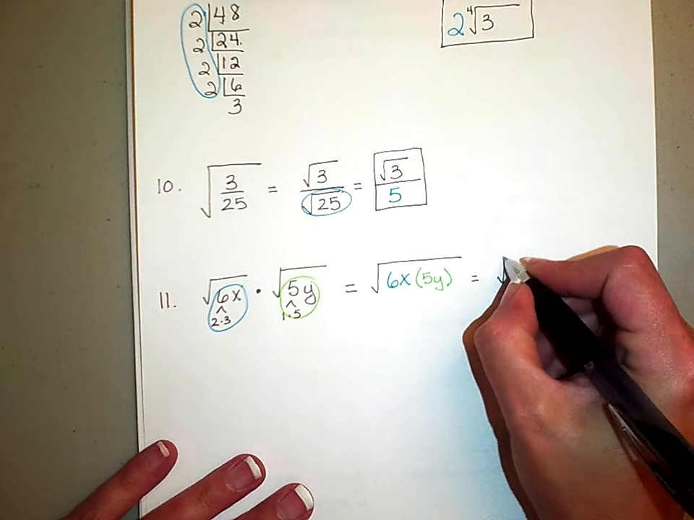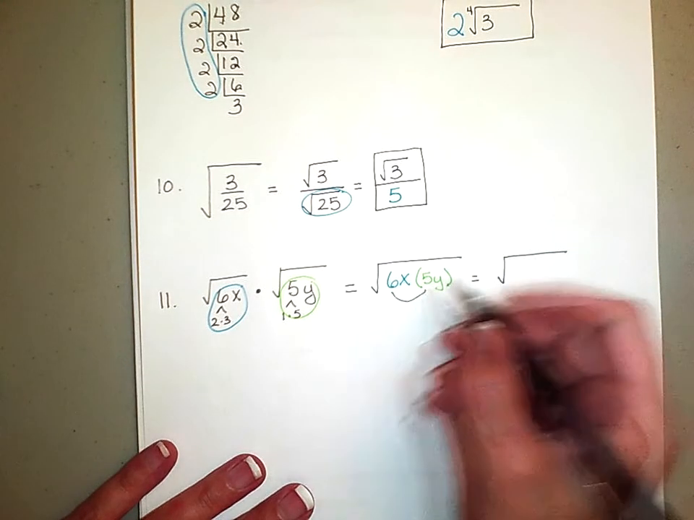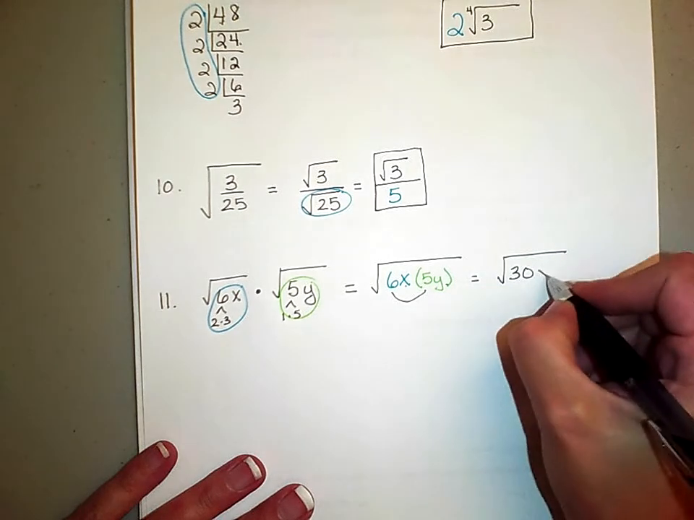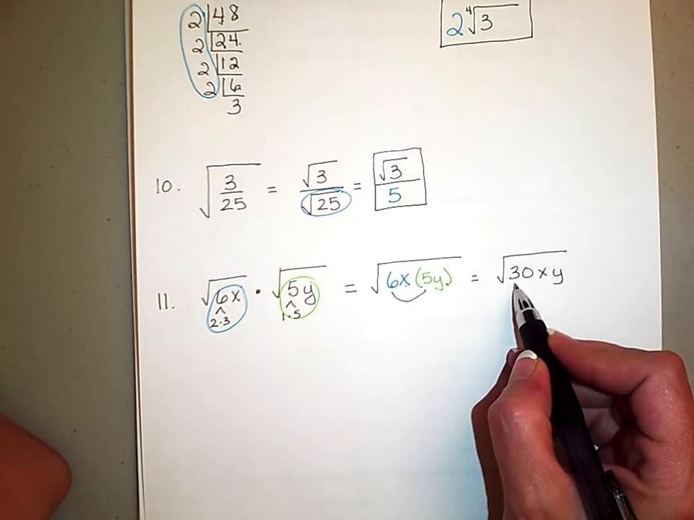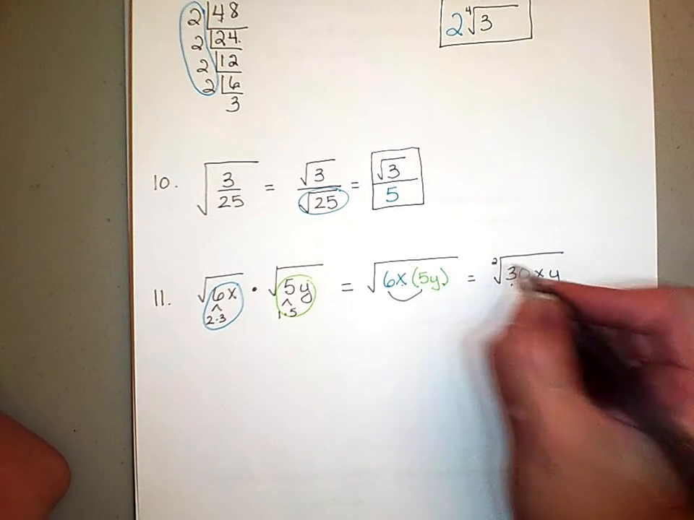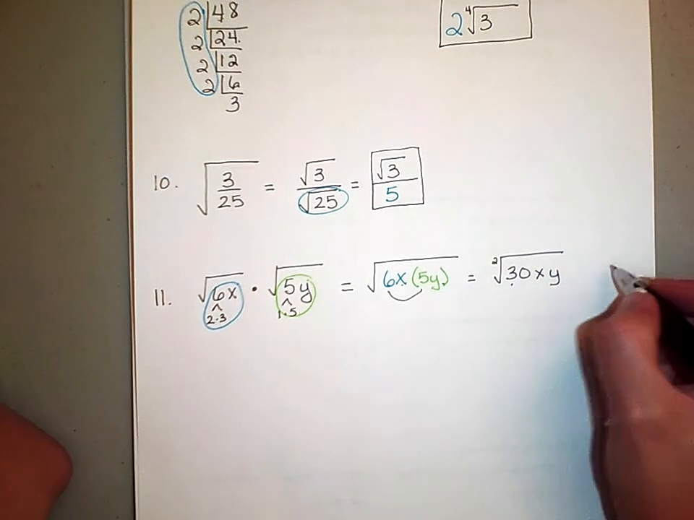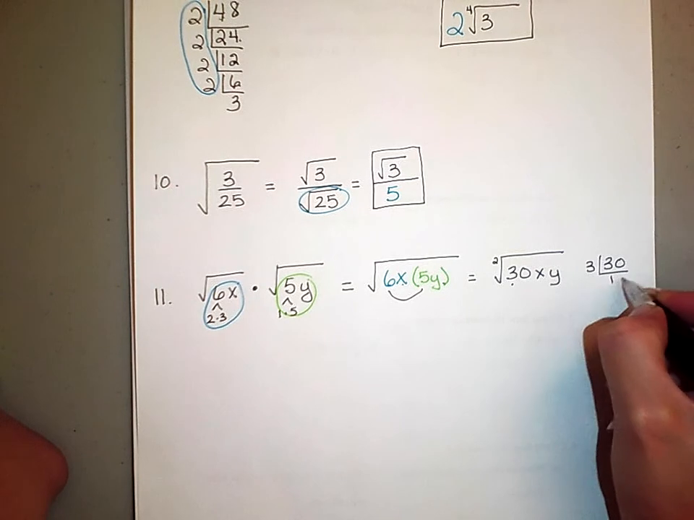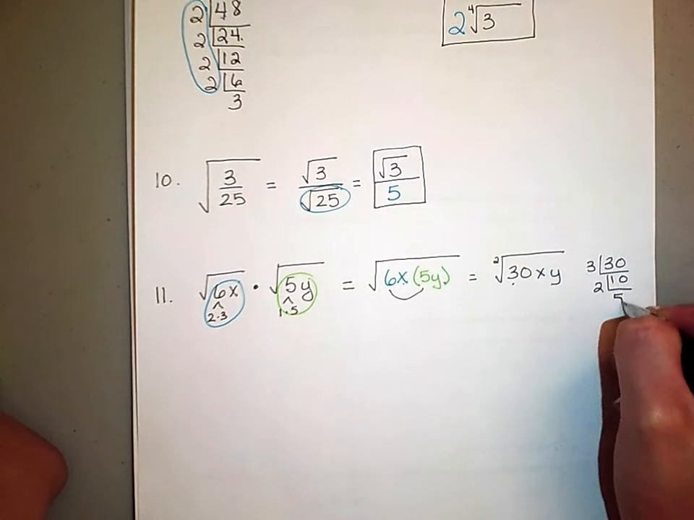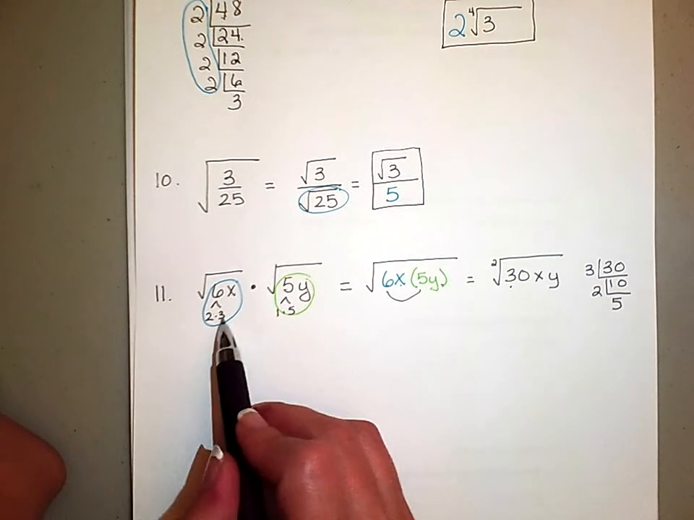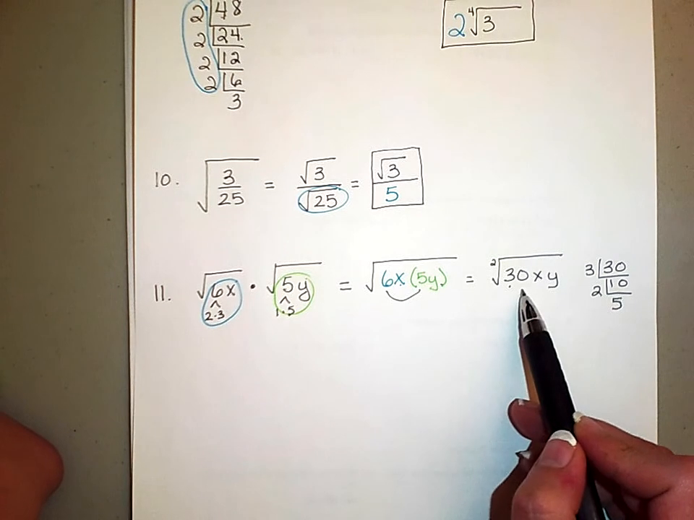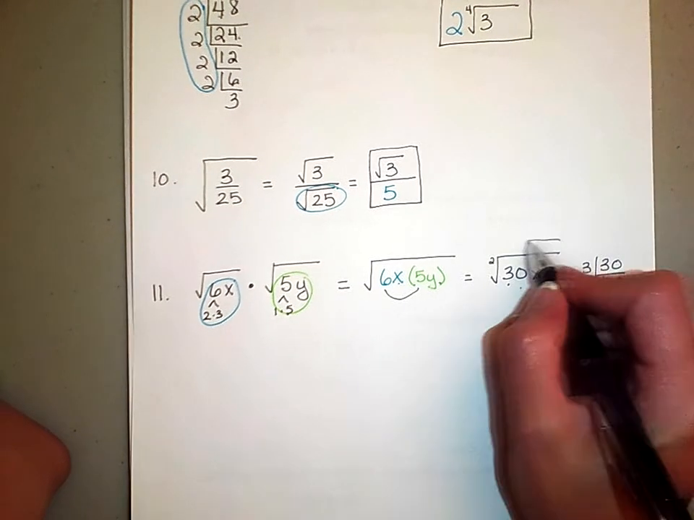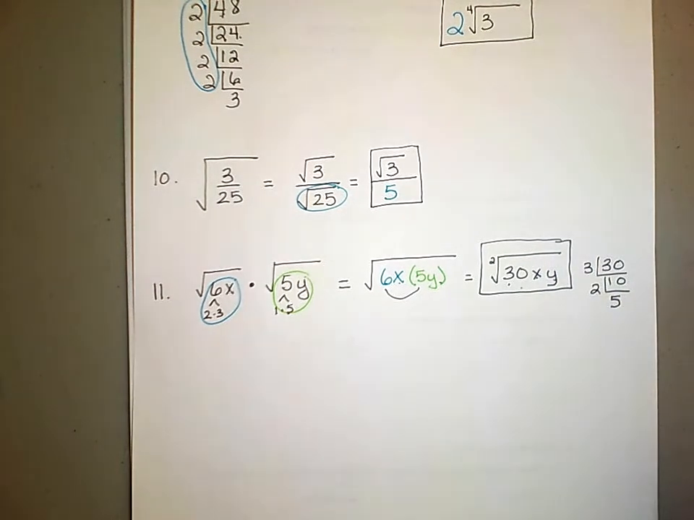Which is equal to 6 and 5 are 30, and x times y are xy. And if we could, we would simplify this radical. We'd be looking for groups of 2, because we're in the square root. But the prime factorization of 30 is 3, and then 2, and then 5, which we can see from here, 2 times 3 times 5. So there are no groupings for us to pull out of here. There's only a single x and a single y, and so this is our simplified answer.